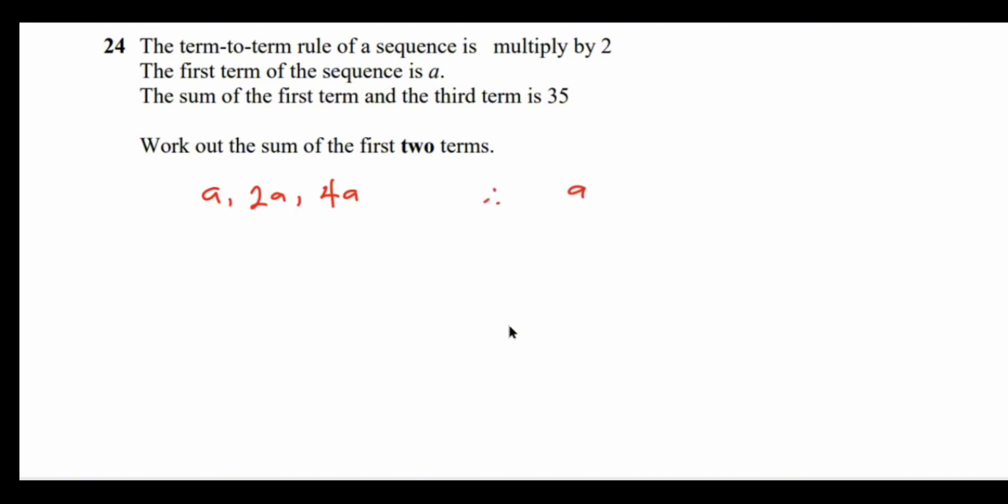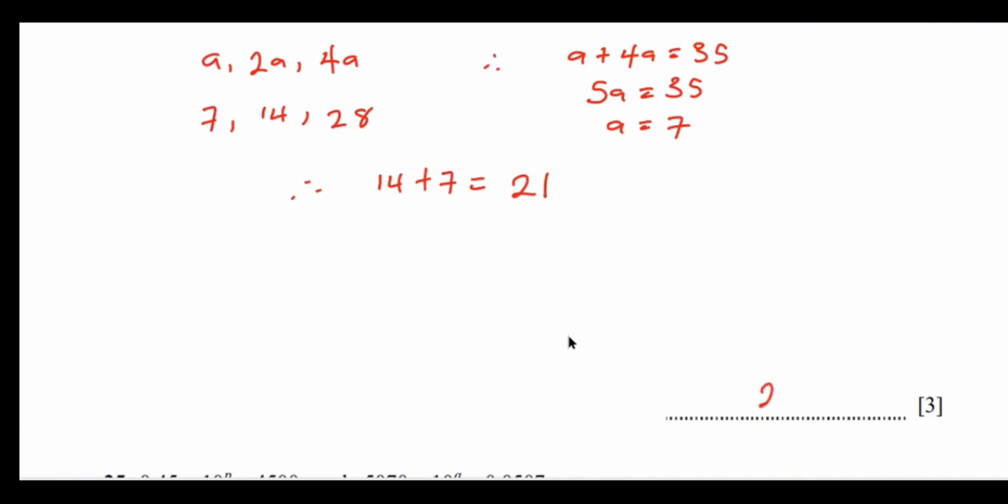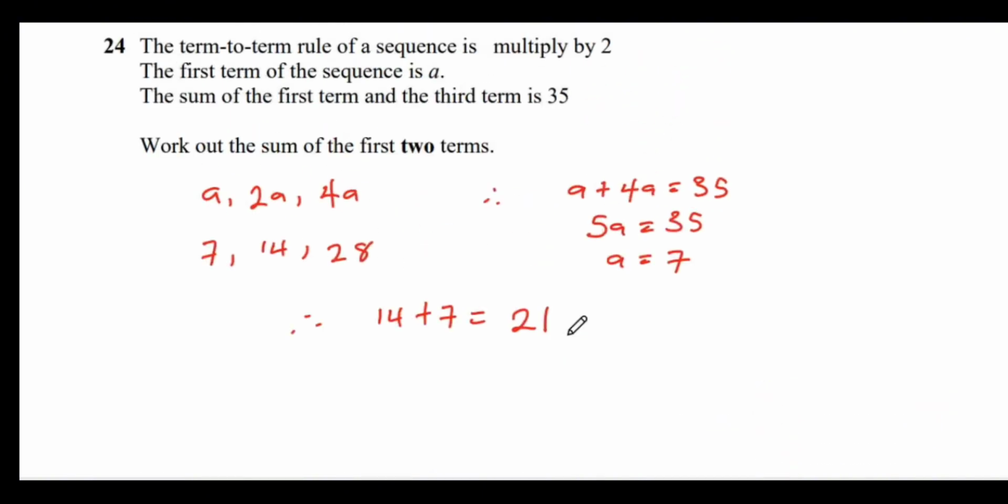Therefore, A plus 4A equals 35. That will give you 5A equals 35, which makes A equal to 7. That's because when you divide both sides by 5, you will get 7. With the 7 now, we can come back here and have 7, 14, and 4 times 7 will give us 28. So these are the terms. Therefore, the sum of the first two terms is equal to 14 plus 7, which gives us 21. So we write that, because that's what they ask: the sum of the first two terms.